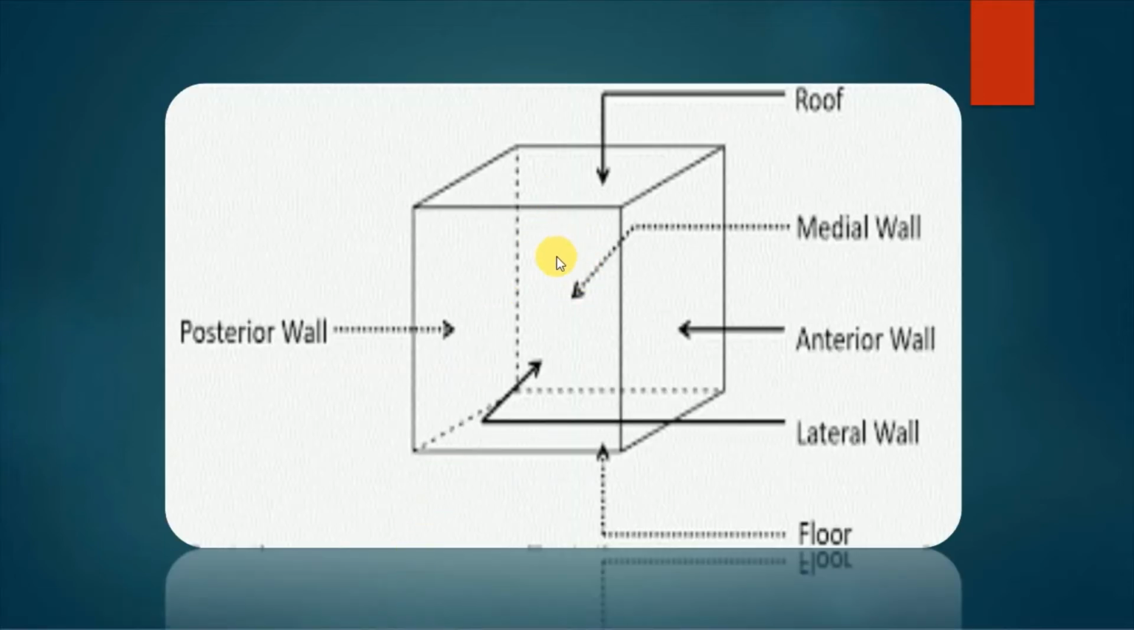Now above this promontory, around here, we have the oval window, and we have another window below the promontory, which is known as the round window. The oval window is connected to the scala vestibuli of the cochlea of the inner ear, and the round window is connected to the scala tympani. Both these windows are closed. The oval window is closed by the footplate of the stapes, which is attached to the oval window by the annular ligament. The round window is closed by the secondary tympanic membrane.